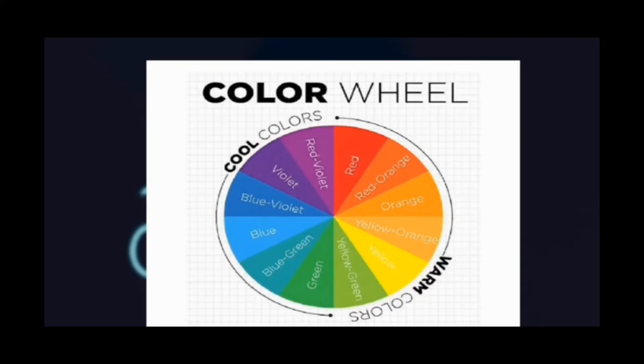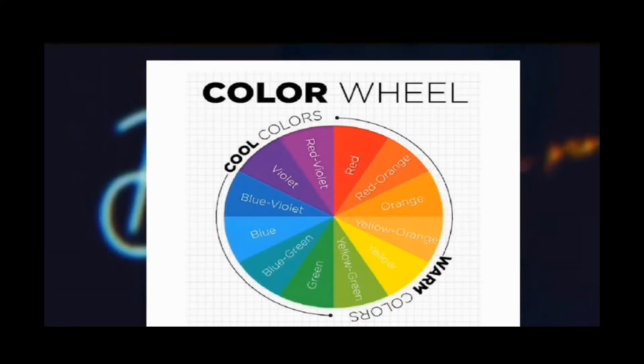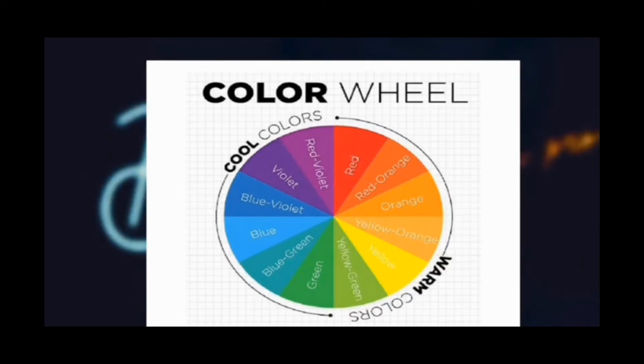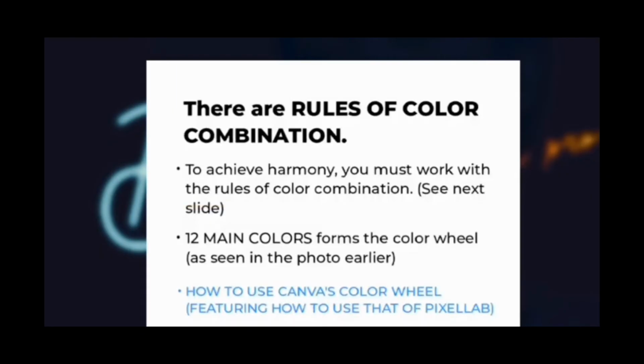And these colors are red, red-violet, red-orange, orange, yellow-orange, yellow, yellow-green, green, blue-green, blue, blue-violet, violet. They are made up of 12 colors. And all the things you are going to be designing resonate around these colors. If you open your Canva, you see that these colors are all the colors in Canva. If you open Pixel Lab, you will see a round wheel showing them.